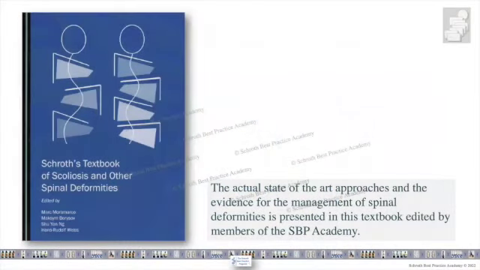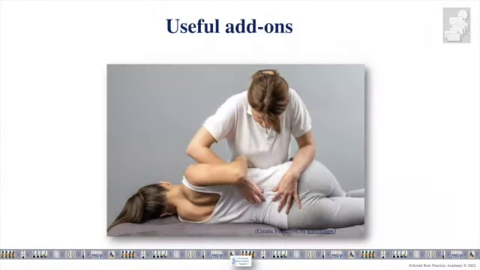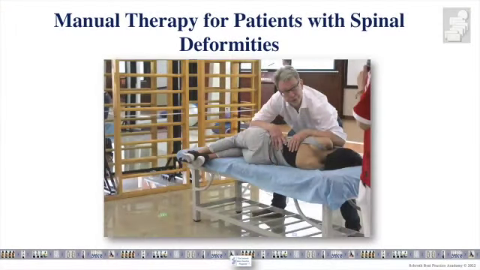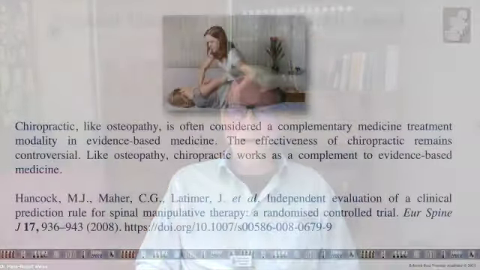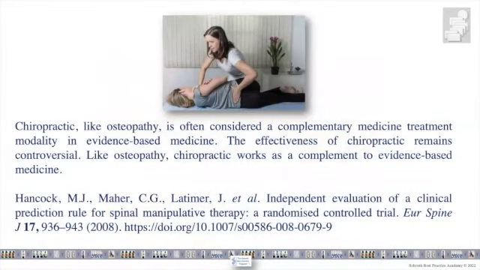The actual state-of-the-art approaches and the evidence for the management of the spinal deformities is presented in this textbook, edited by members of the SPP Academy. Finally, I would like to have a look at useful add-ons. Manual therapy and chiropractic are used to treat pain, especially when the dysfunction or blockages prevent corrective exercises or the brace application. There is, however, no scientific evidence that this method could stop curve progression of a scoliosis in the growing age.